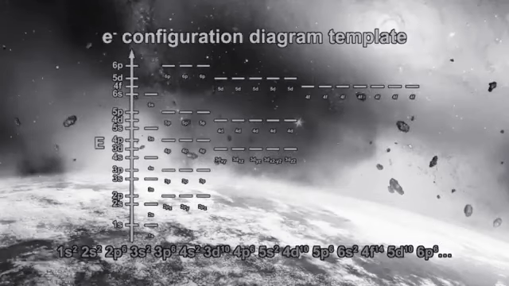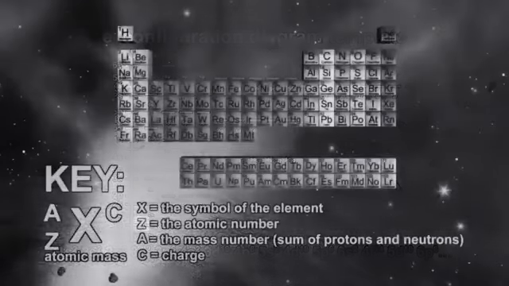You may notice that when we compare the order of filling we obtained from the periodic table to the electron configuration diagram template, they are the same. Clearly, having access to a periodic table helps us reproduce the electron configuration diagram template. Thus, you should practice drawing this diagram on your own with the aid of a periodic table until you have mastered this skill.